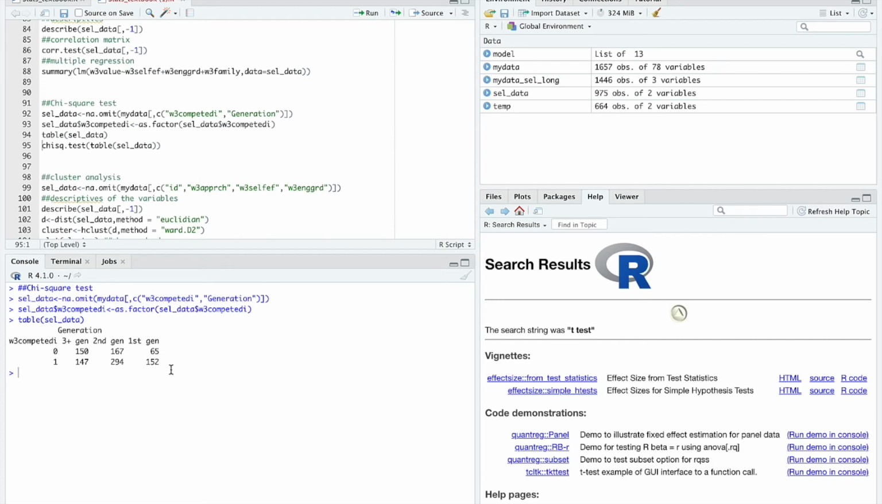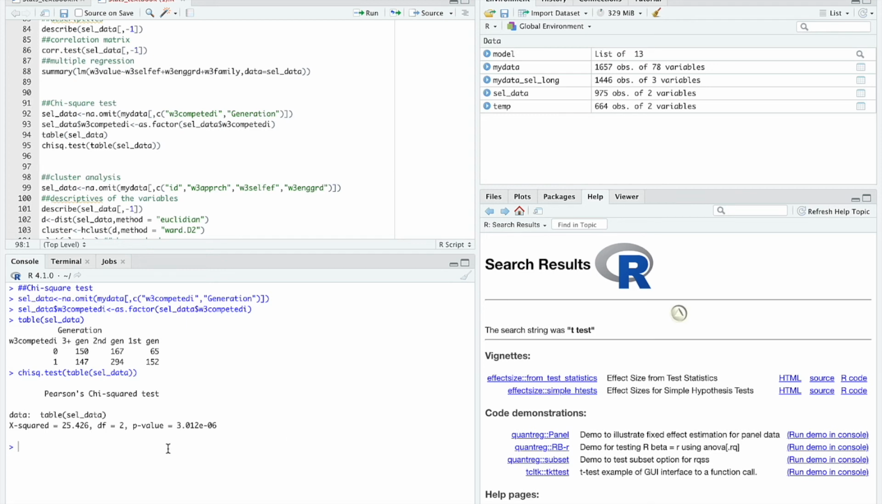So the numbers from the table don't look like they are spread out evenly, as you would expect, across the three generational groups, depending on their competitiveness status. It looks like there's a bit of a disparity between the number of cases in each cell and how many cases you would expect to be there just by chance. So if we run this chi-square statistic, we can see whether that disparity is significant.